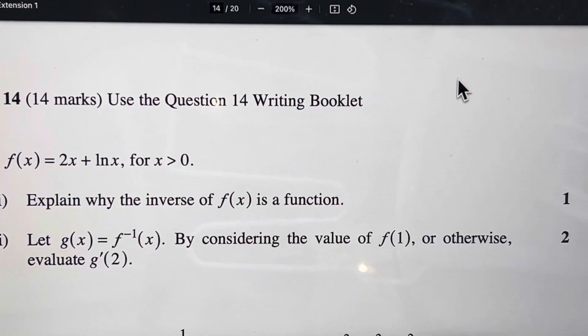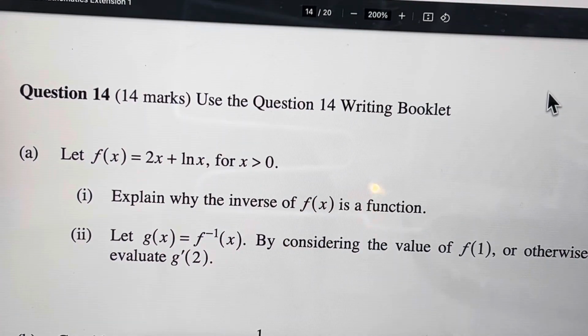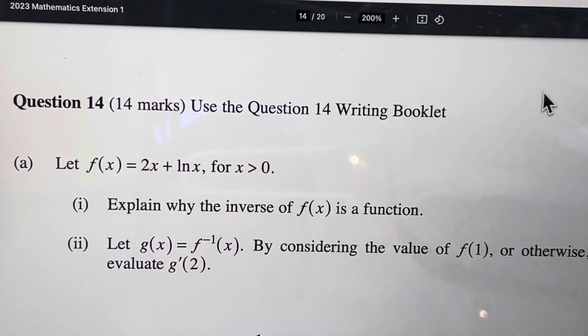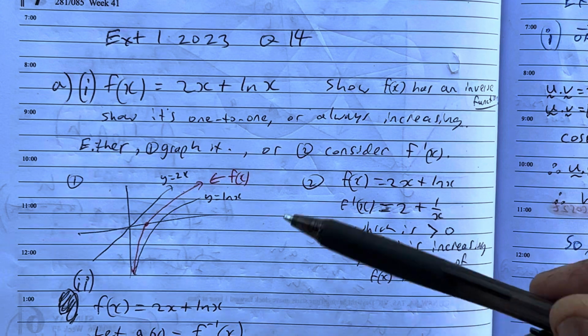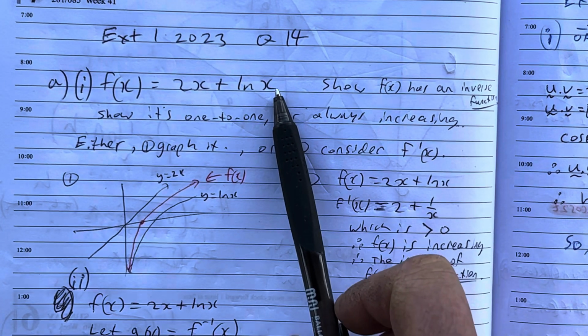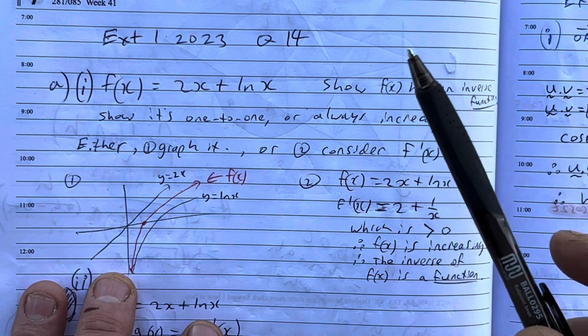The first one's worth 1 mark and the second one's worth 2. So the first one's obviously a clue saying explain why that particular function here, f(x), is an inverse function. So we'll go into that one first. So here's the actual original function. It's actually a pretty easy question. It's an example of how you can get a mark pretty easily in the last question.